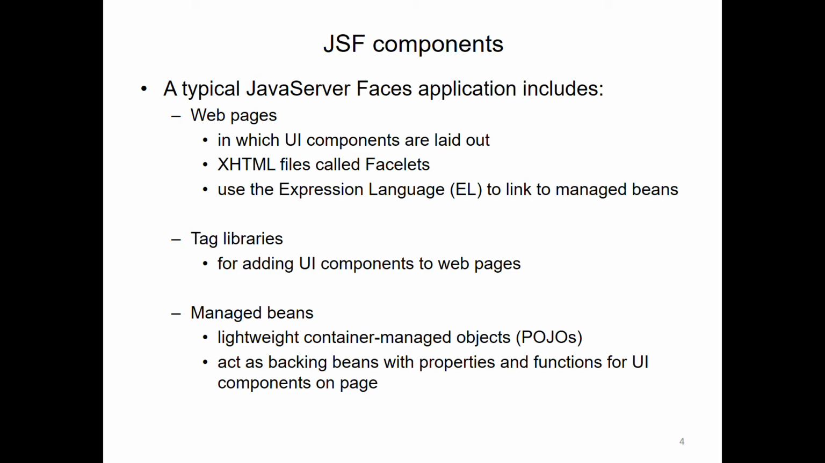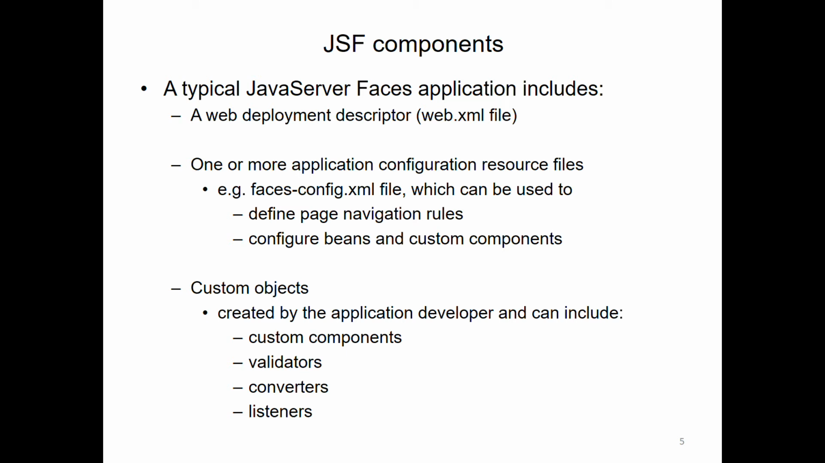The managed beans are lightweight, which means 100% Java, and they are managed by the container. They are essentially POJOs. There's nothing particularly special about them, just plain old Java objects. As we mentioned last week, they're sometimes known as backing beans because they sit behind or at the back of the web pages and will serve to store data and also provide information for the various views that are expressed in the facelets.